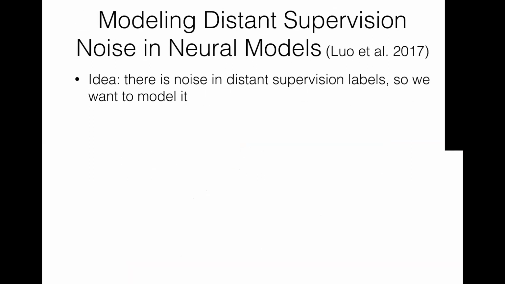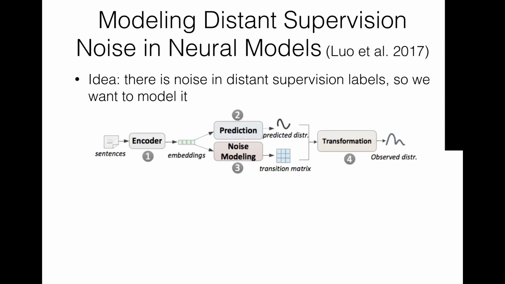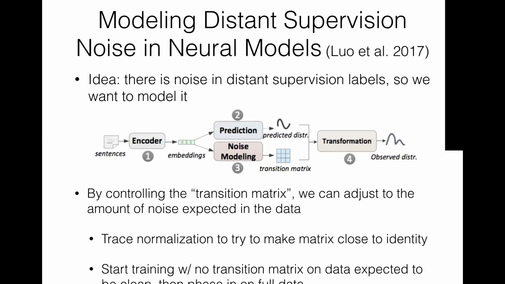Finally, if we know that there's some noise in distant supervision, why not just model it as is? The idea of this paper is pretty interesting and simple, but effective. The idea is if we know that the labeled training set contains some noise, the model will learn to transform its prediction so that the prediction distribution would be similar to the noisy label distribution in the training set.